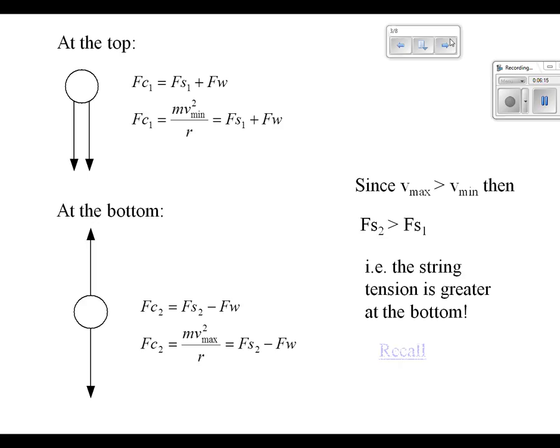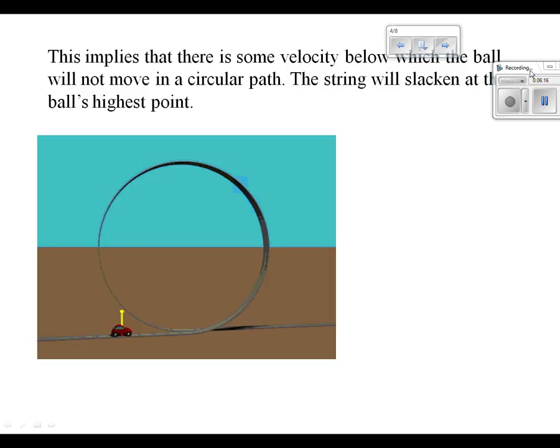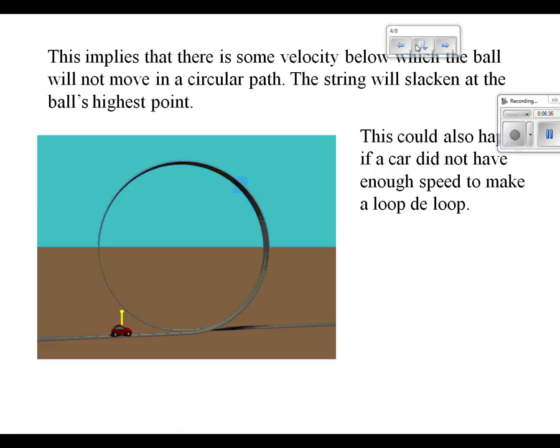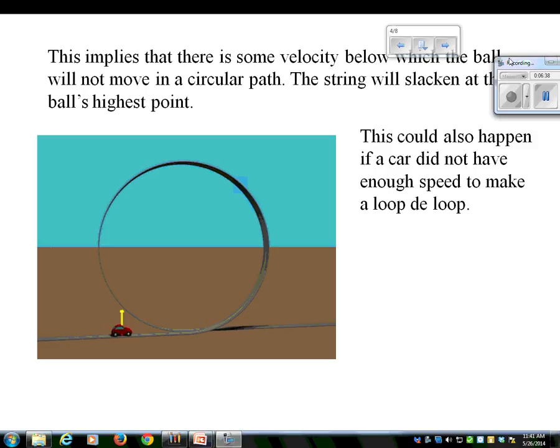This implies then that there's some velocity below which the ball will not move in a circular path, right? There's some speed below which it just falls apart, like I showed you before. What if there's no string? Will that be the same thing? The car does not have enough speed to make the loop-to-loop, same as the video I showed you before.